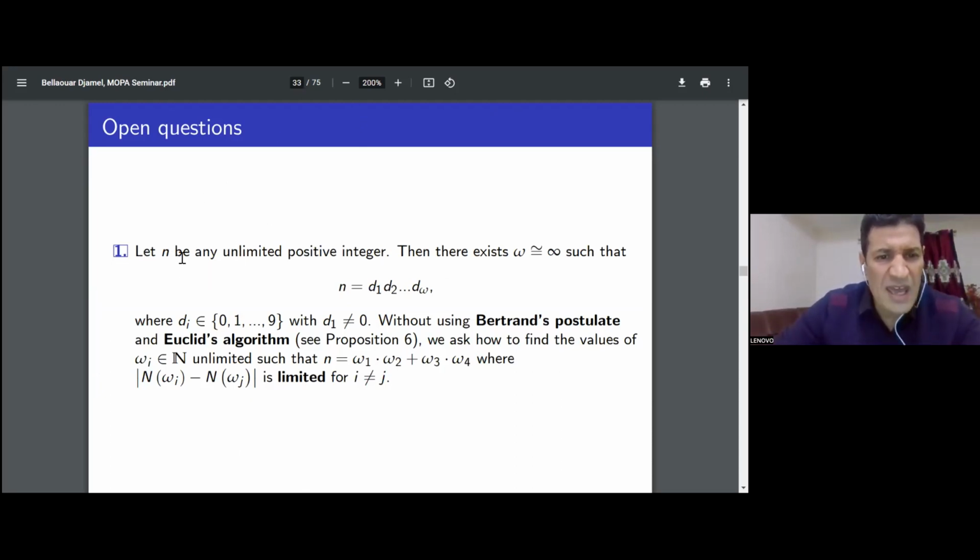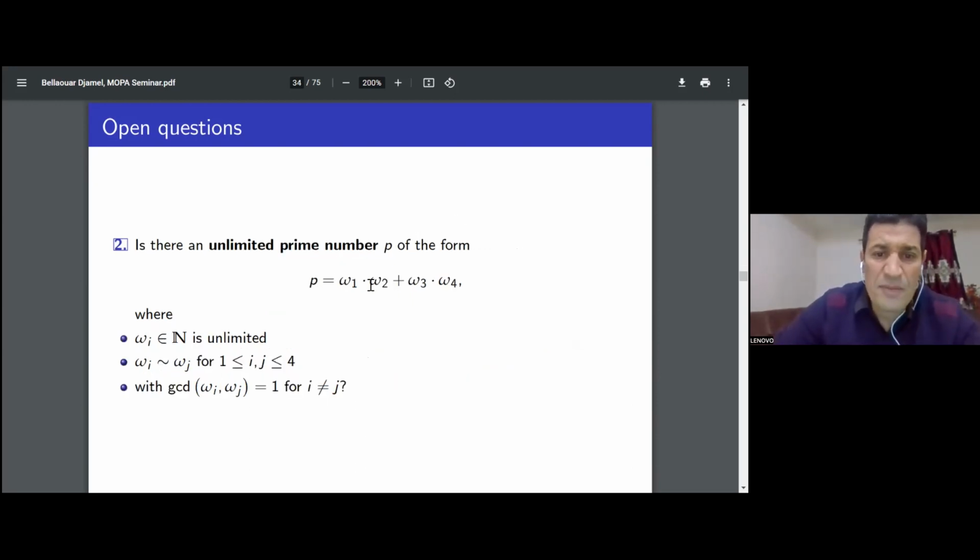The first one: as you know, any unlimited positive integer can be written by using digits. Here d1 is different from 0, but the others are from 0 to 9. So without using Bertrand's postulate and Euclid's algorithm, we ask how to find the factors omega 1, omega 2, omega 3, and omega 4 such that n equals omega 1, omega 2 plus omega 3, omega 4, but we assume that the difference between the order of omega i and omega j is limited. The second question: we don't know if there is an unlimited prime number such that this representation and the factors omega i satisfy these conditions.